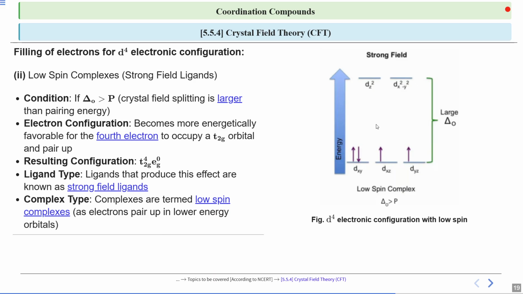This diagram shows that there is a larger energy increase, so a larger crystal field splitting energy is present between the two sets, EG and T2G. That's why the fourth electron that comes undergoes pairing in the same lower energy orbital, giving us the resulting configuration T2G4 EG0. This forms a low spin complex where delta naught is greater than P, and there is a strong field ligand present in the complex.